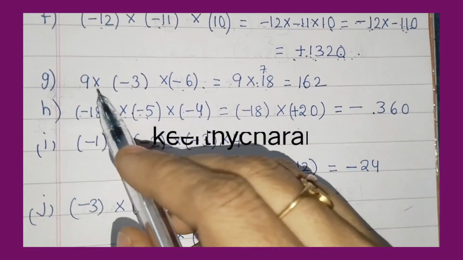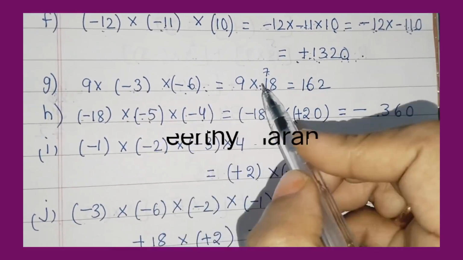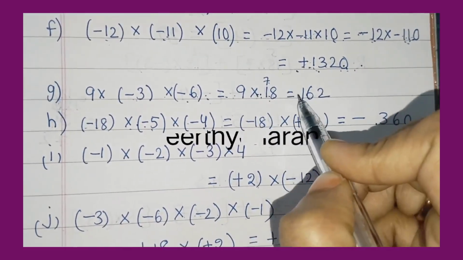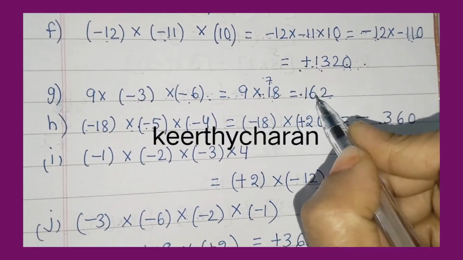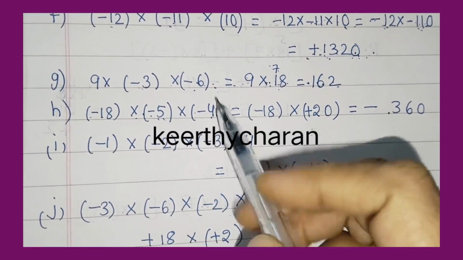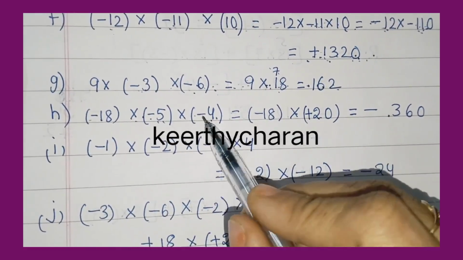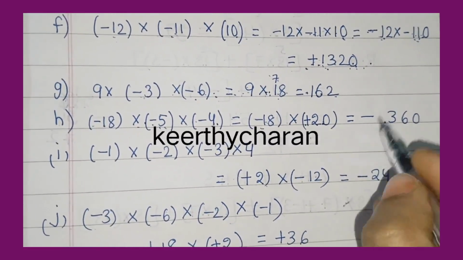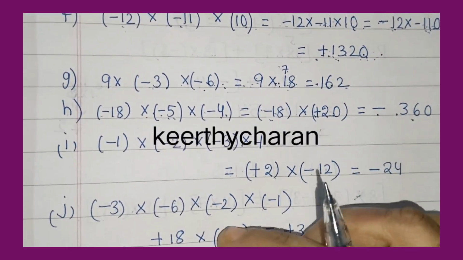So G, 9 into minus 3 into minus 6. That is equal to 3 sixes are 18. Minus into minus is plus. So plus into plus only will come. So 9 eights are 72, 9 ones are 9, 9 plus 7 is 16. So the answer is 162. Next, minus 18 into minus 5 into minus 4. So minus 18 I wrote here, 5 fours are 20, minus into minus is plus. So now you multiply these two, 18 into 20, you will get 360. Minus into plus, minus you will get.